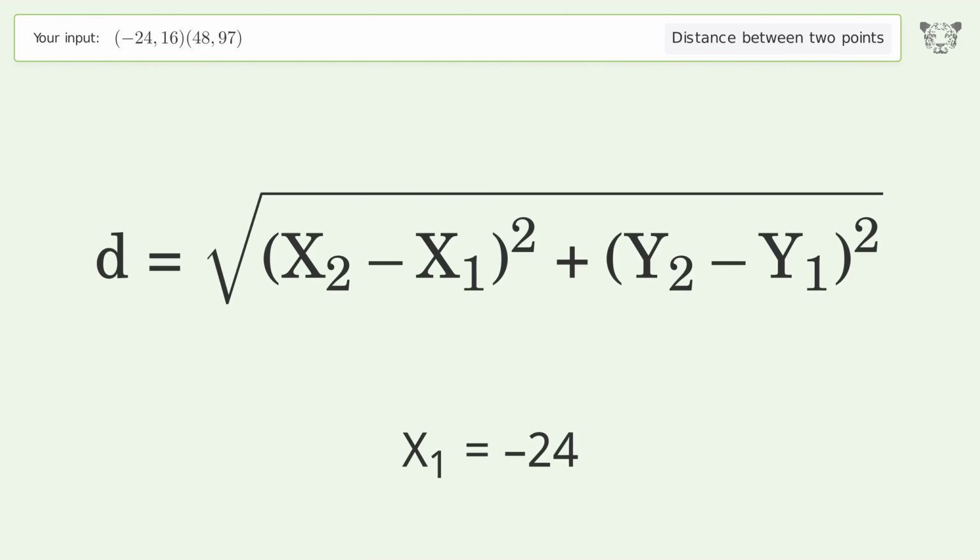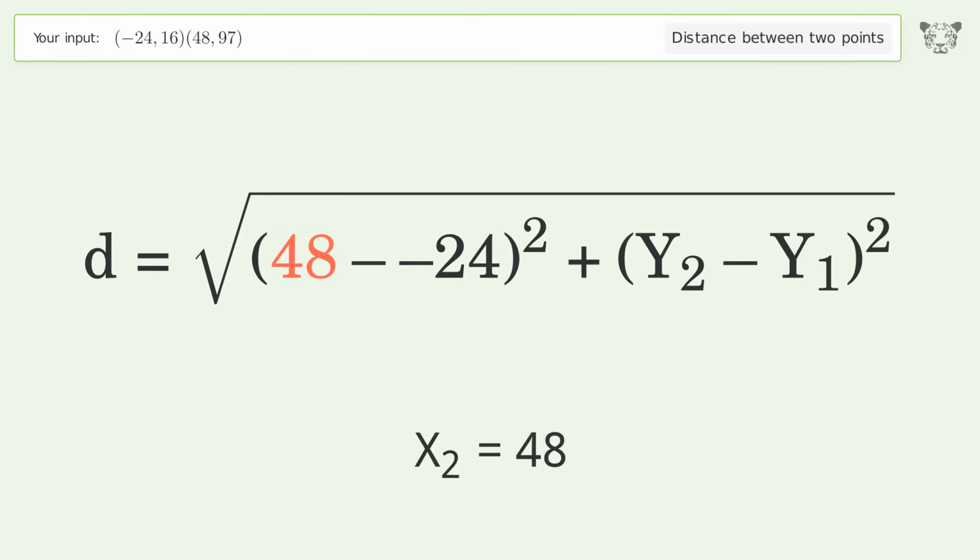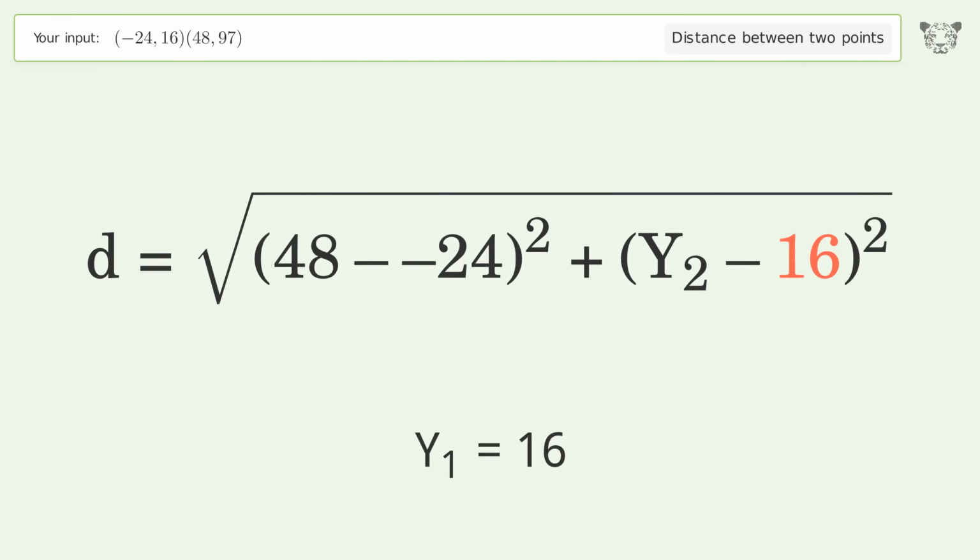x1 equals -24. x2 equals 48. y1 equals 16. y2 equals 97.